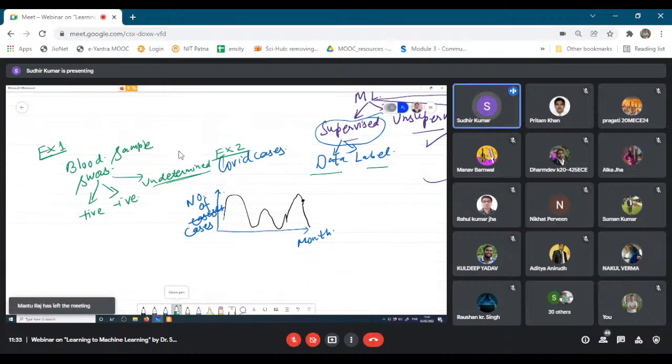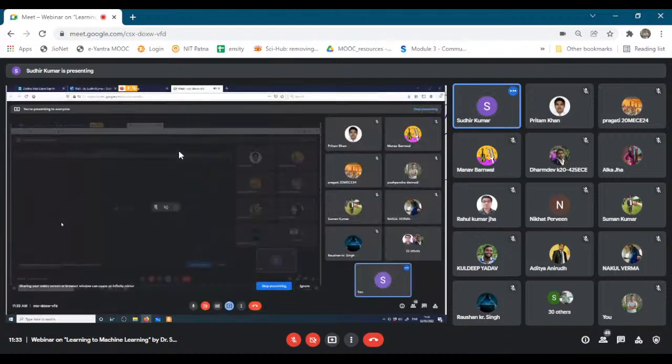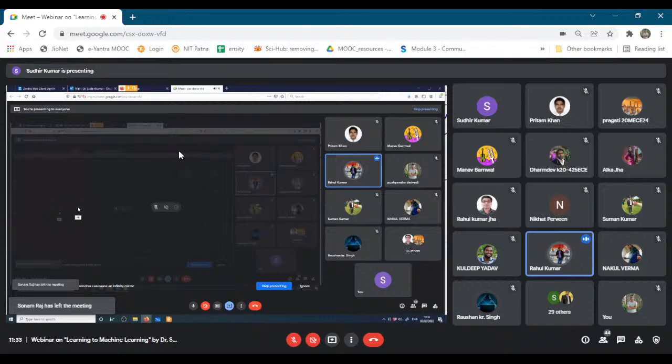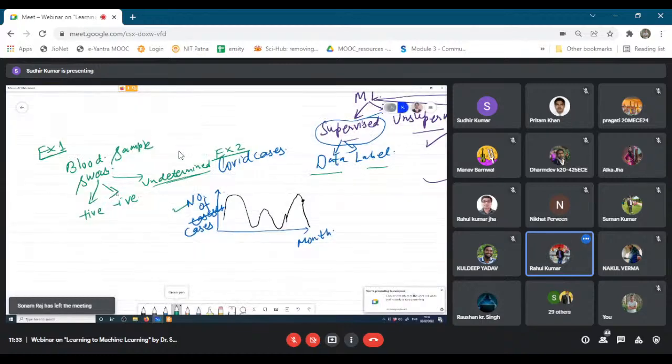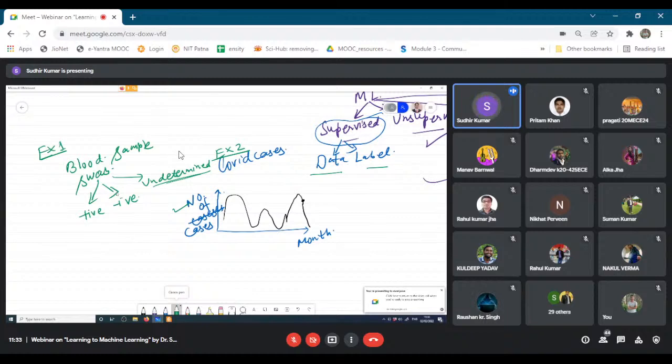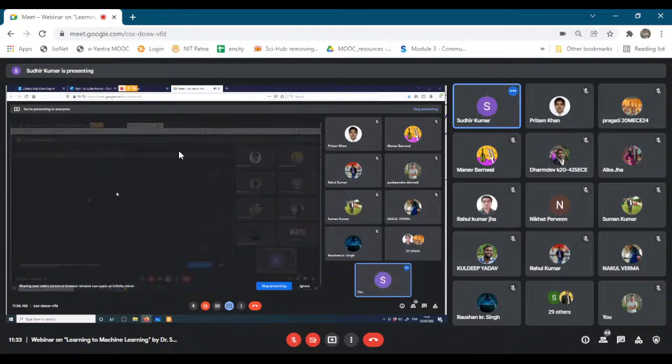Sorry, in example 1, what is the data? Data is the number of cases and label will be month. Very good. Label will be month. Okay, I will come to this point. And in example 2? Positive and negative will be data and the samples will be label. Sample will be label. Any other body?